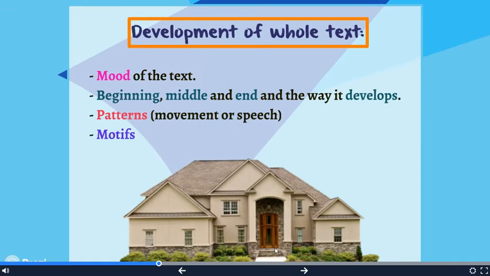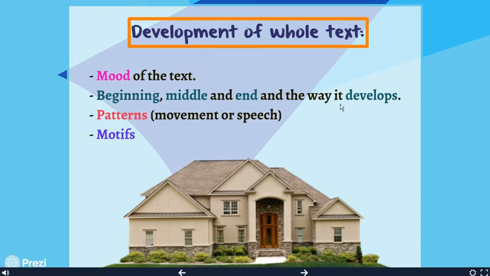Okay, so let's look at this analogy in more detail then, especially what it means in terms of writing. If you think about development of the whole text, which if you remember back to our house analogy is stepping back and looking at the whole shape of the house, that might include you looking at the mood of the text, so the atmosphere that's being created, establishing what's happening at the beginning of the extract, if anything changes as we move to the middle, and then if anything changes as we move to the end. So generally, you're looking at the way that the text develops.